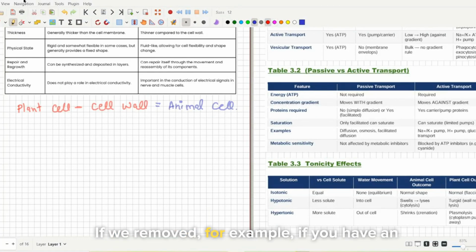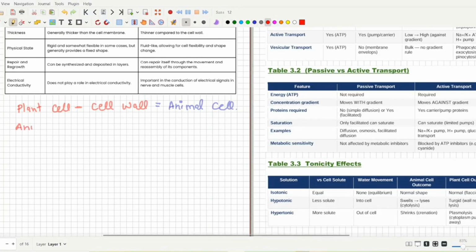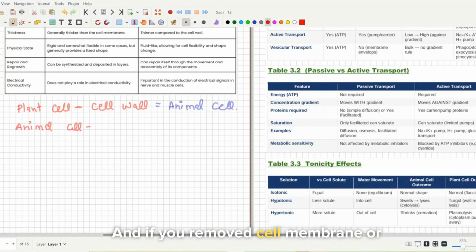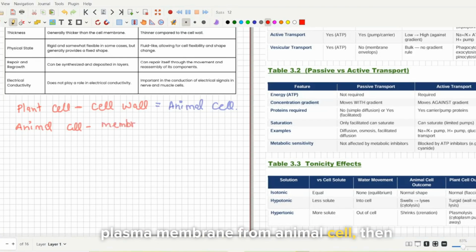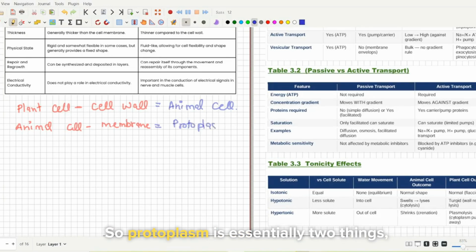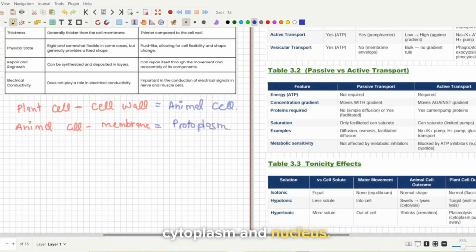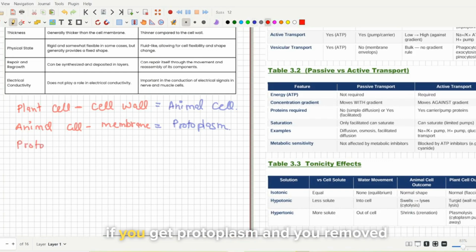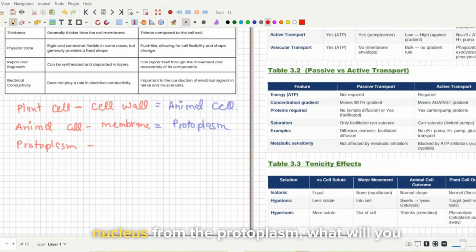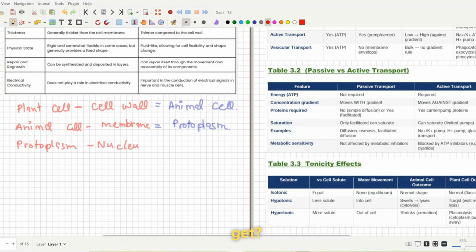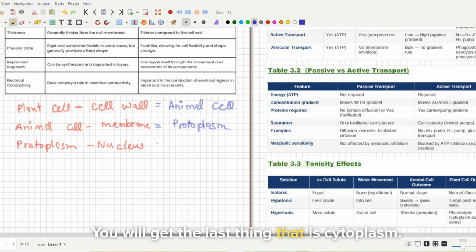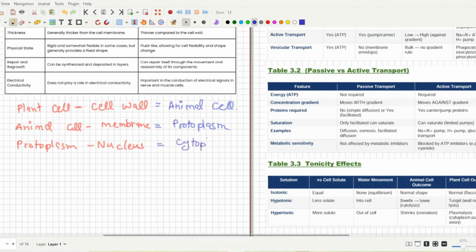If you have an animal cell, and if you removed cell membrane or plasma membrane from animal cell, then what will you get? You will get protoplasm. The remaining part is called protoplasm. So protoplasm is essentially two things, cytoplasm and nucleus. And let's go further. If you get protoplasm and you removed nucleus from the protoplasm, what will you get? You will get the last thing, that is cytoplasm.